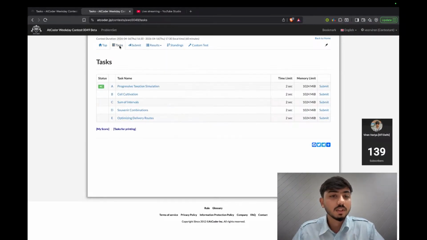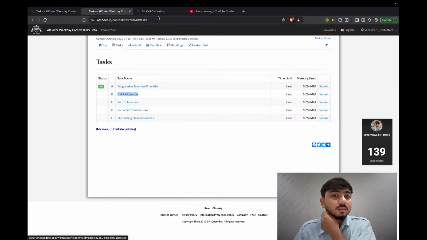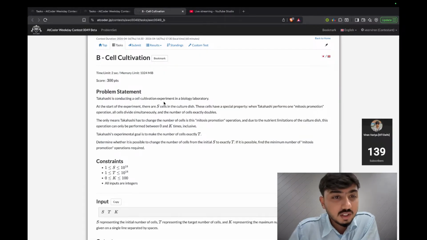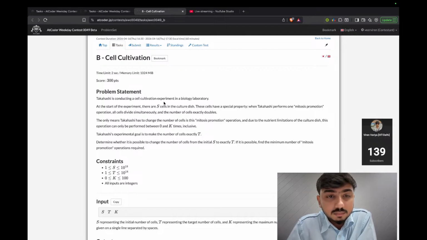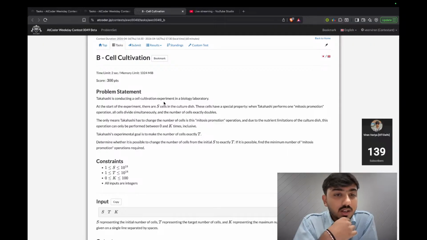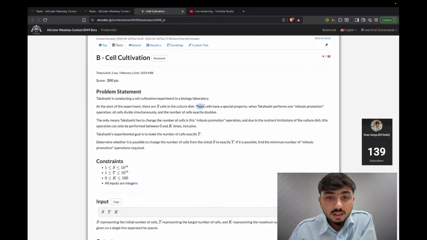Got AC. Let's move to the second question. Cell cultivation. Takahashi is conducting a cell cultivation experiment in a biology laboratory. At the start of the experiment, there are S cells in the culture dish. The cells have a special property. When Takahashi performs one operation, all cells divide and the number of cells becomes double. The only means Takahashi has to change the number of cells is this mitosis operation.